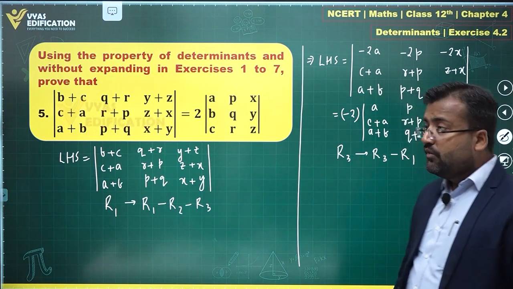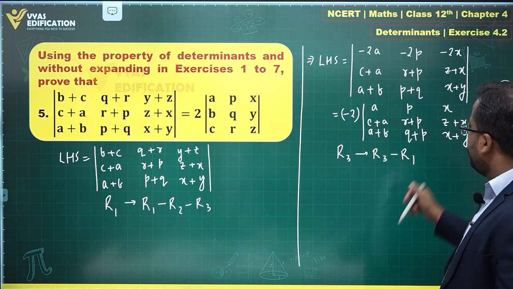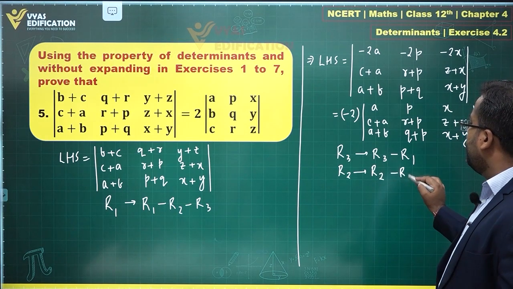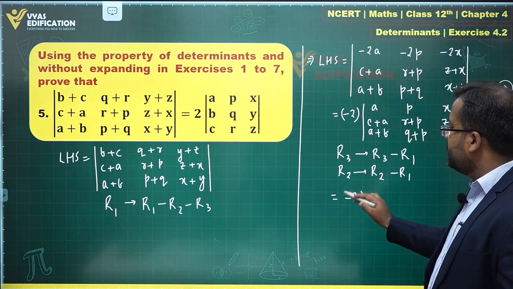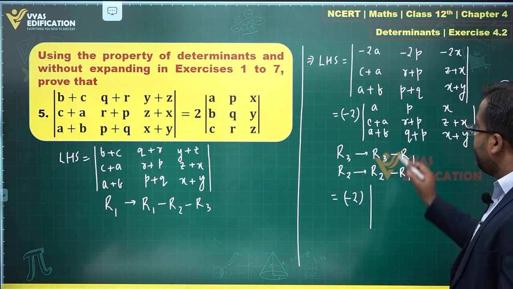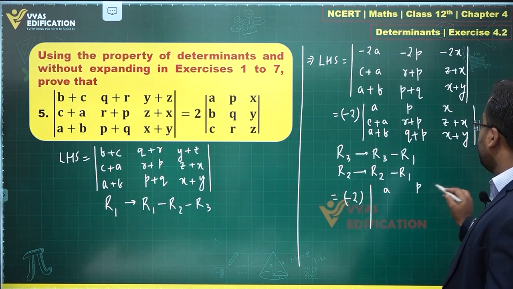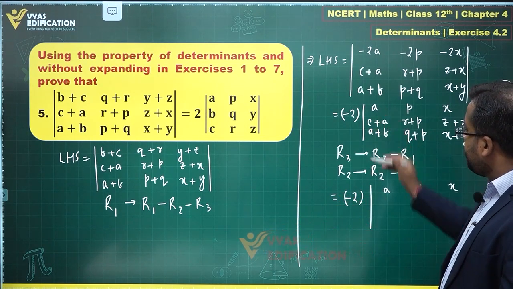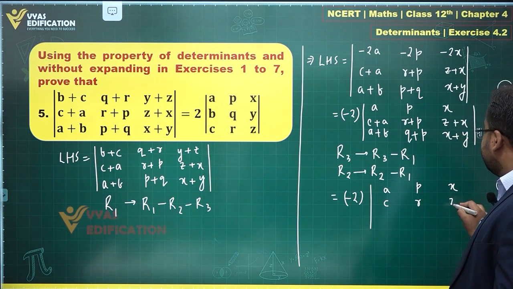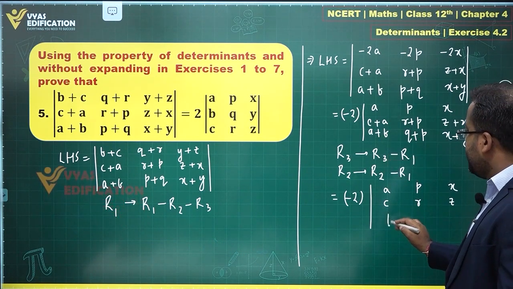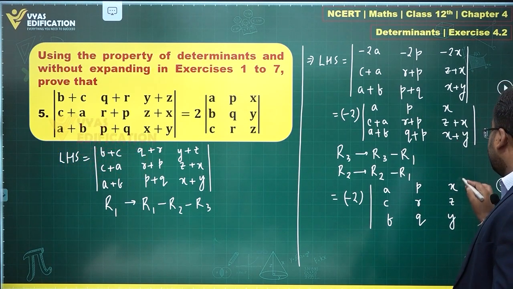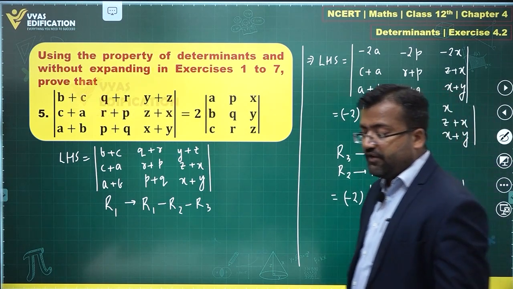What about the c r z? c r z is present over here, yes. R2 can also be replaced by R2 minus R1. The first row remains as it is. R3 and R2 are modified on the basis of this. This is a, p, x. What you have is c plus a minus a is c, r plus p minus p is r, z plus x minus x is z. a plus b minus a is b, q plus p minus p is q, and x plus y minus x is y. This is what you have.